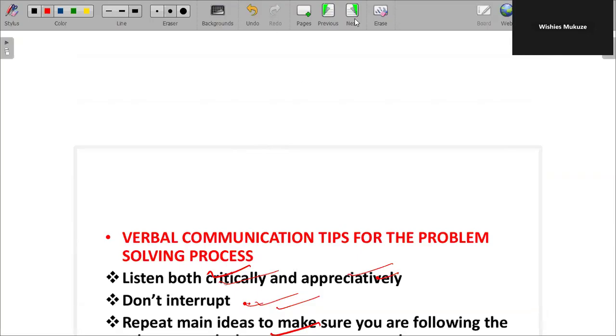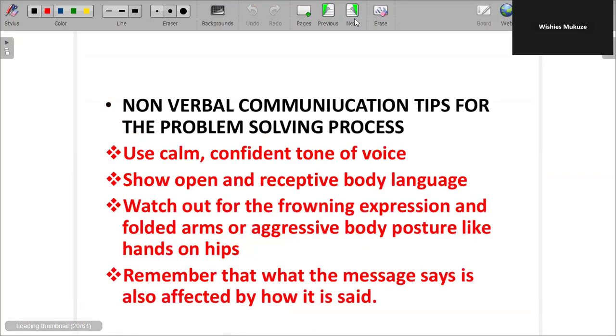Verbal tips. So let's move on to non-verbal tips for problem solving. Make sure that you are calm and confident in your tone of voice. Make sure that you are calm and collected, and confident, when you are communicating, when you are giving your opinion or your suggestion in problem solving.